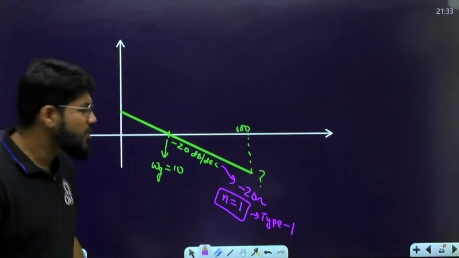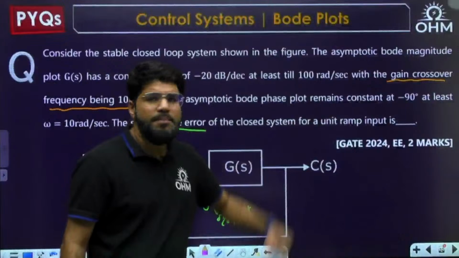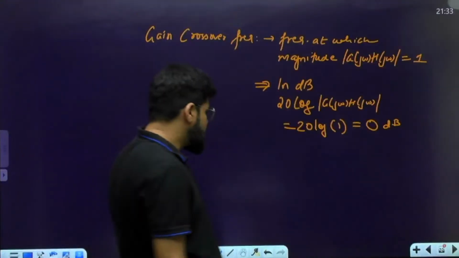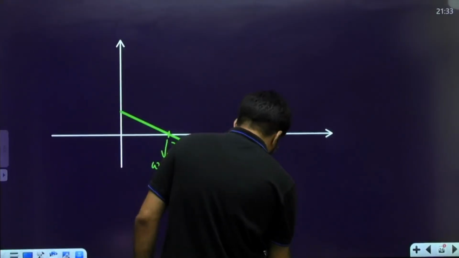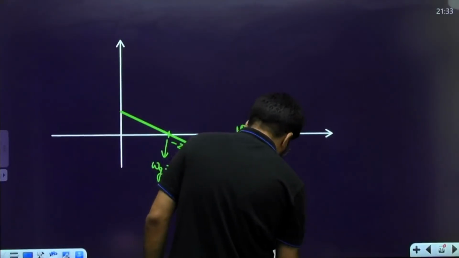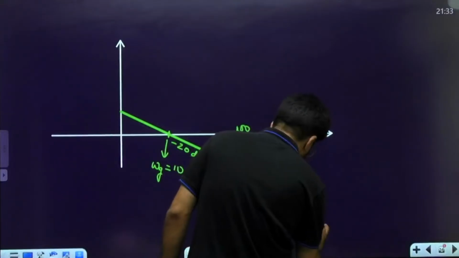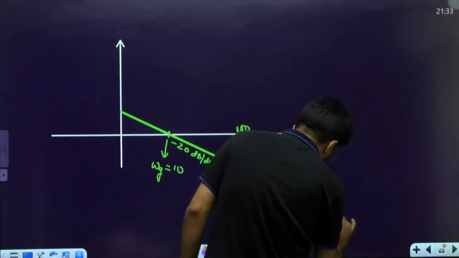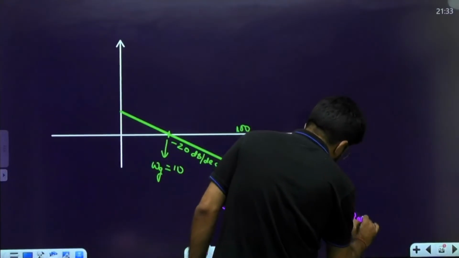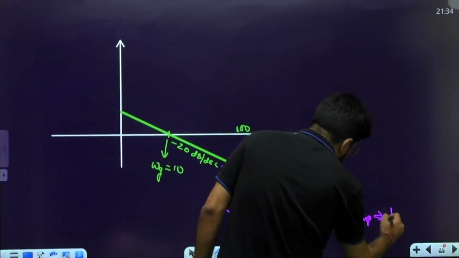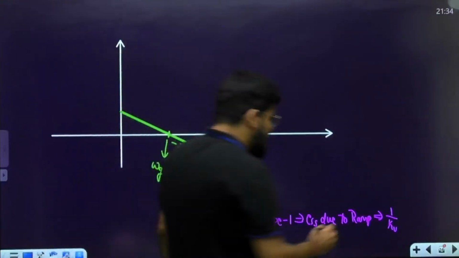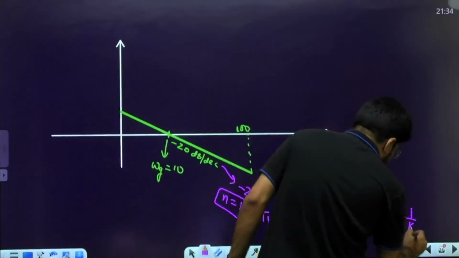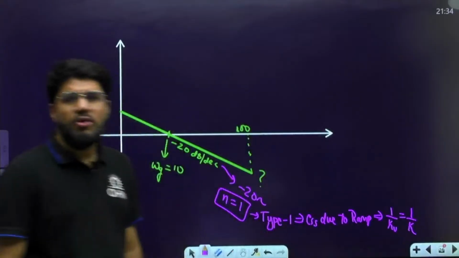Okay, and that is why the question is steady state error, again due to ramp input. Because it is type 1, what is the steady state error? Due to ramp, 1 upon Kv. Due to step is 0, due to parabolic is infinity. And 1 upon Kv, where Kv will be K in the standard form.